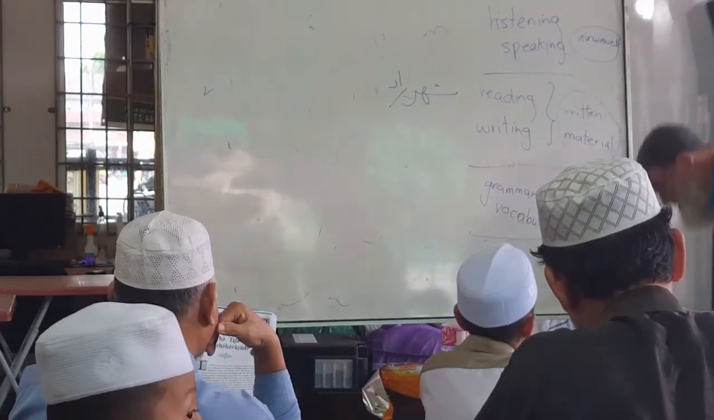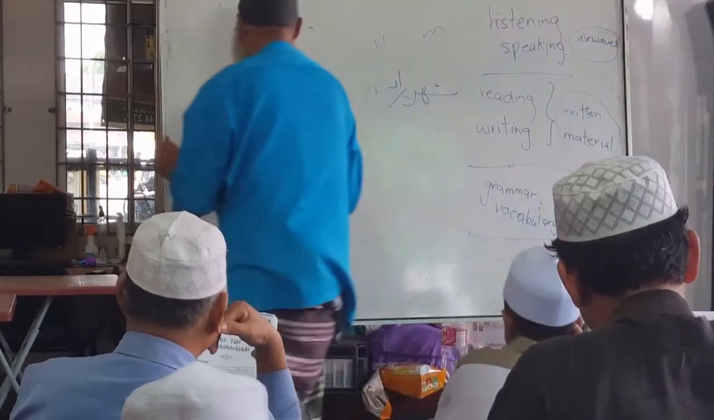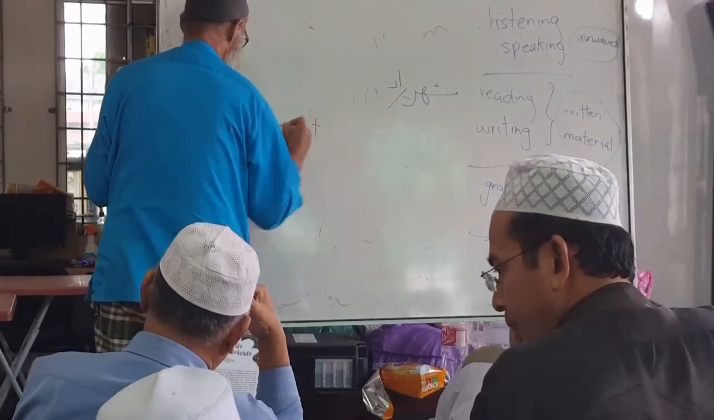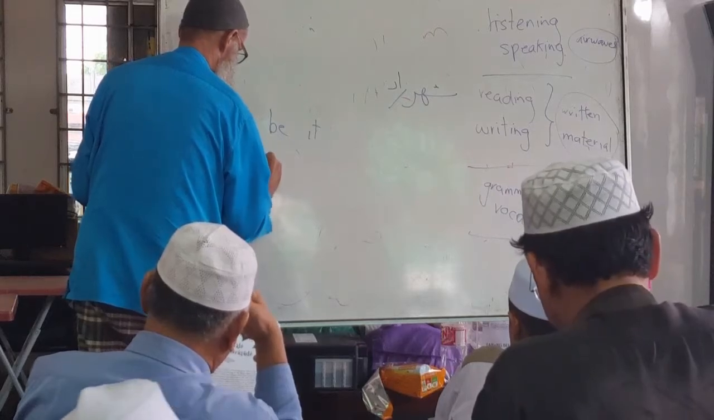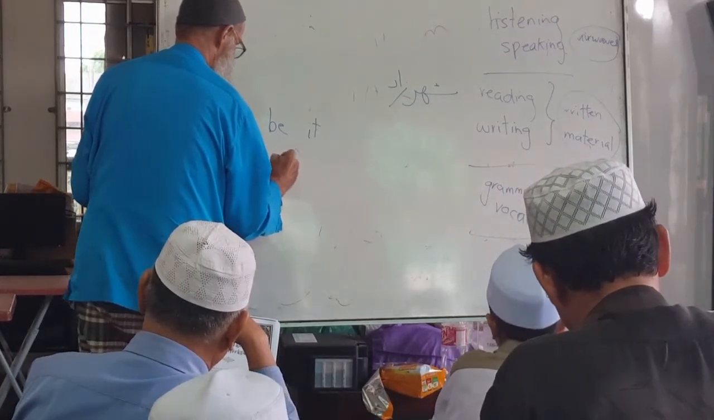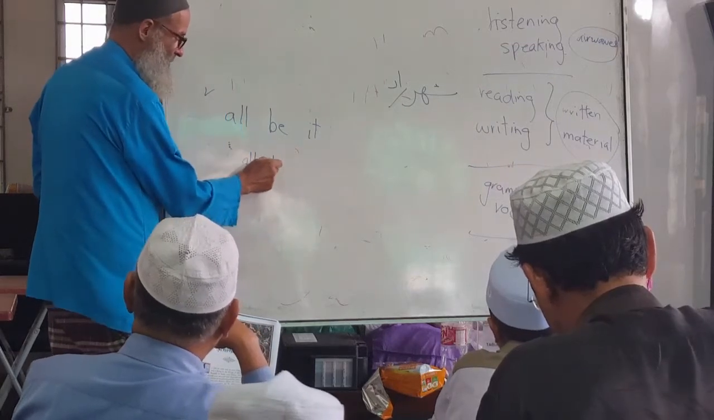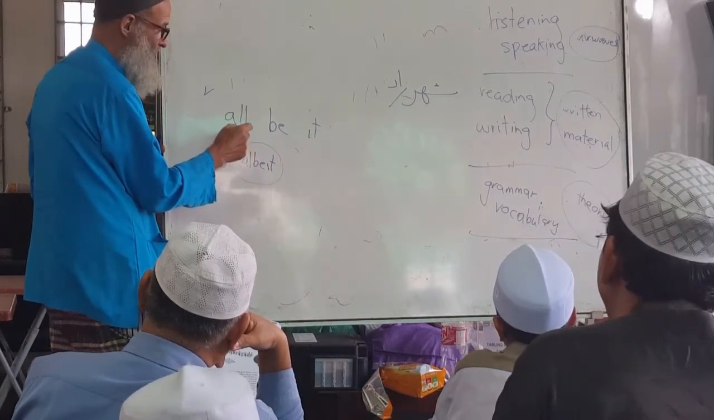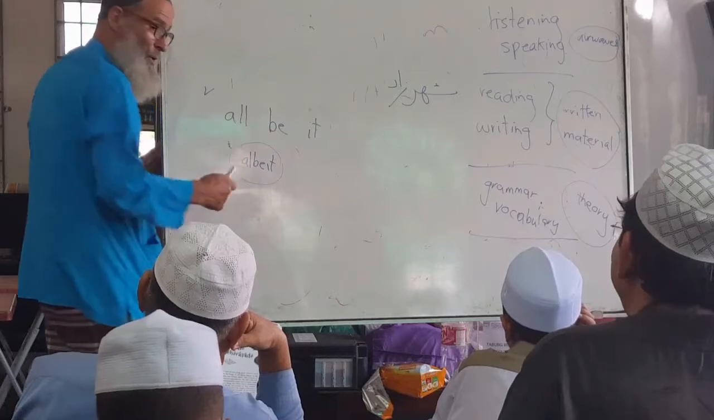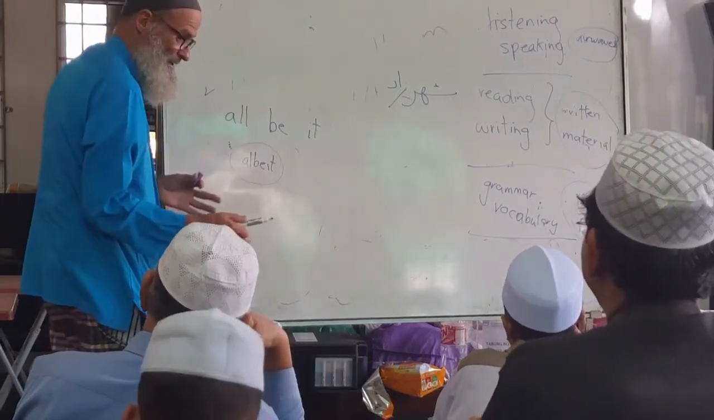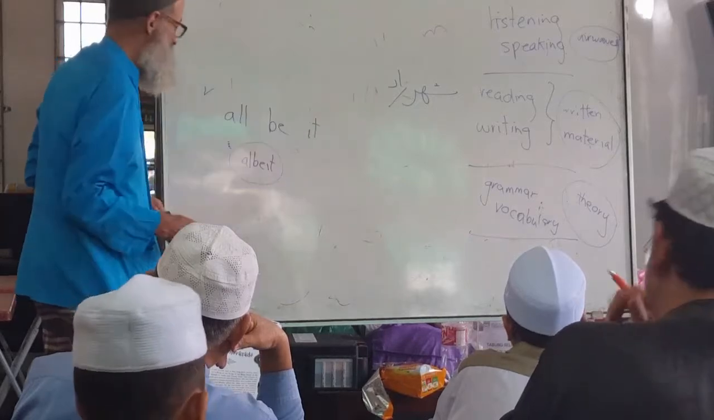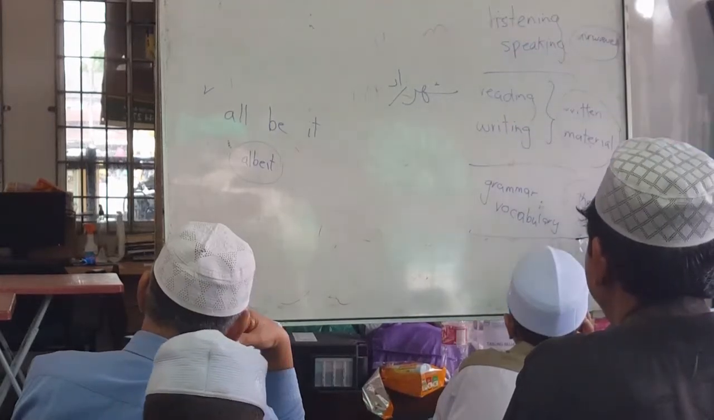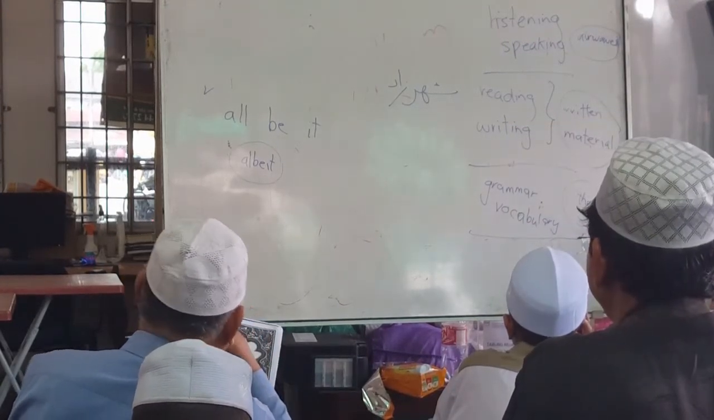It comes from three English words that now become one word. When you make it one word, you take off one of the L's. All be it. It's one word, written in three words.